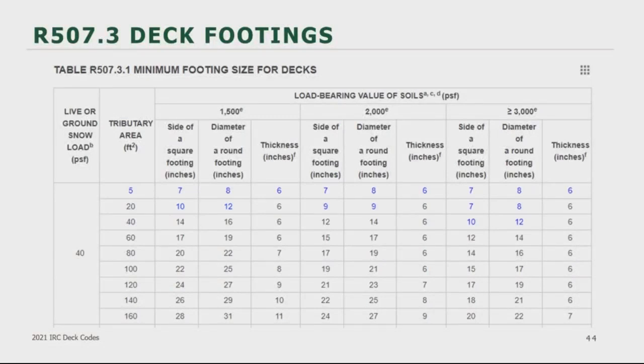This created a situation where the smallest footing you could have was based on 20 square feet of tributary area in the 2018 and earlier IRC. New to the 2021 IRC, the 5 square feet tributary area values provide for smaller and more accurate sizing of posts which are not carrying very much load, and that's posts and footings. Keep in mind that this table can only be used with uniformly distributed loads. If you have point loads on the deck, you will have to determine footing sizes through engineering analysis.